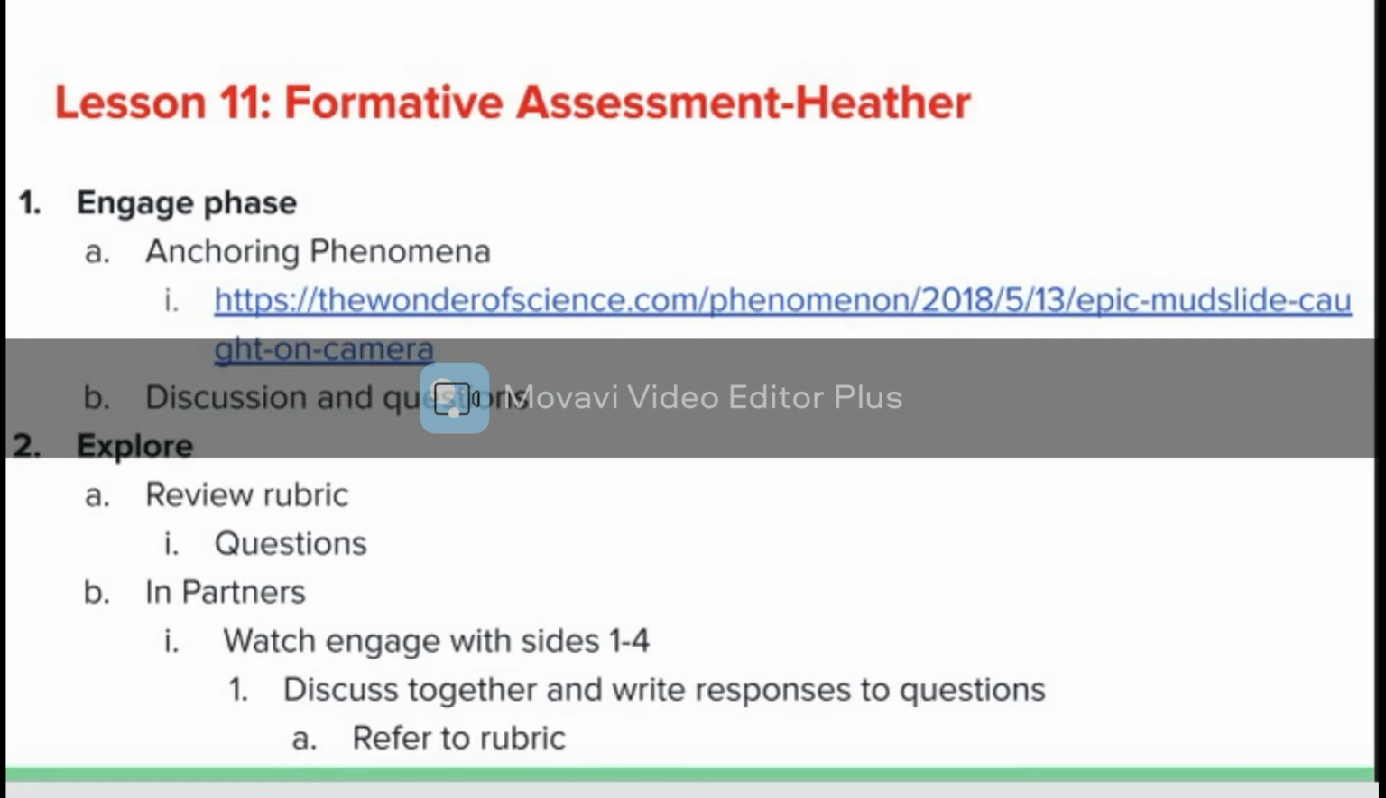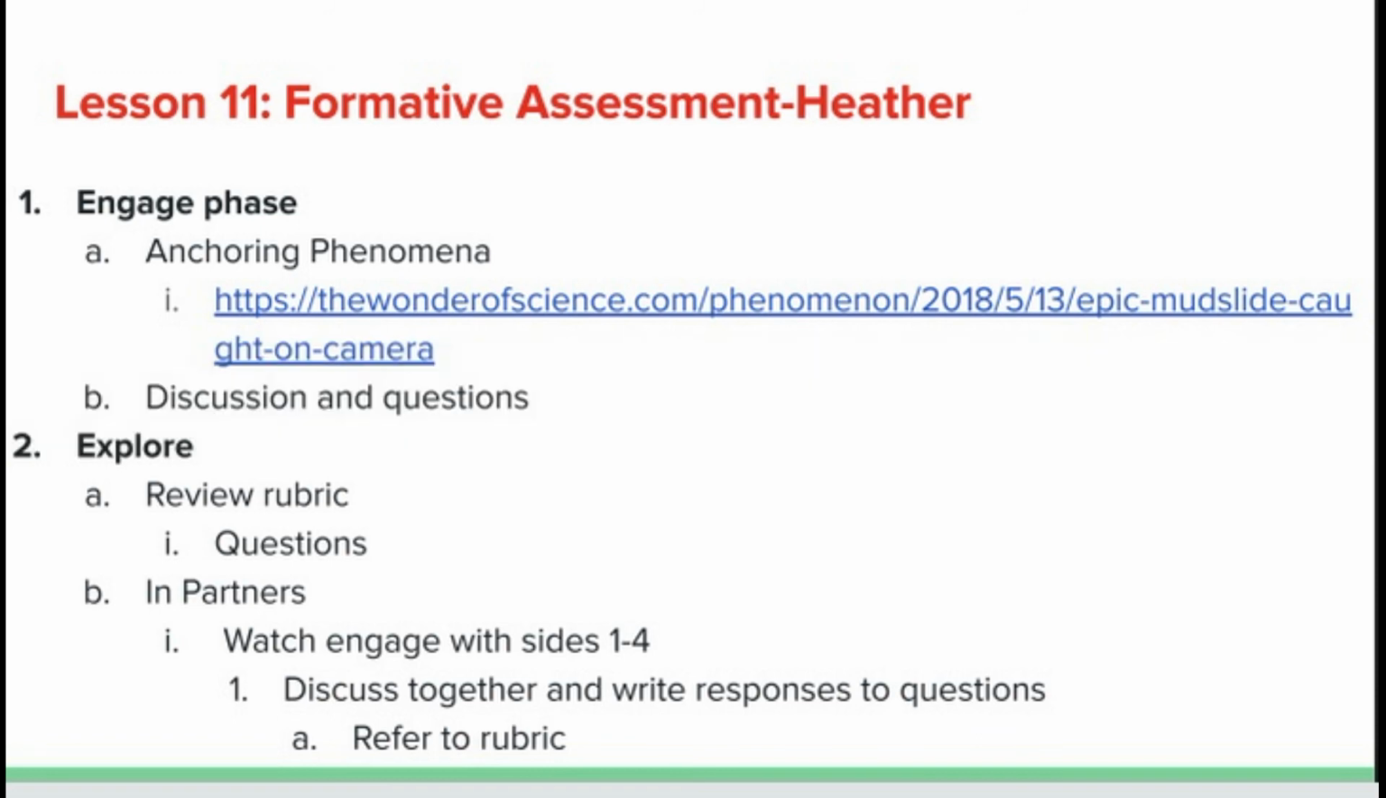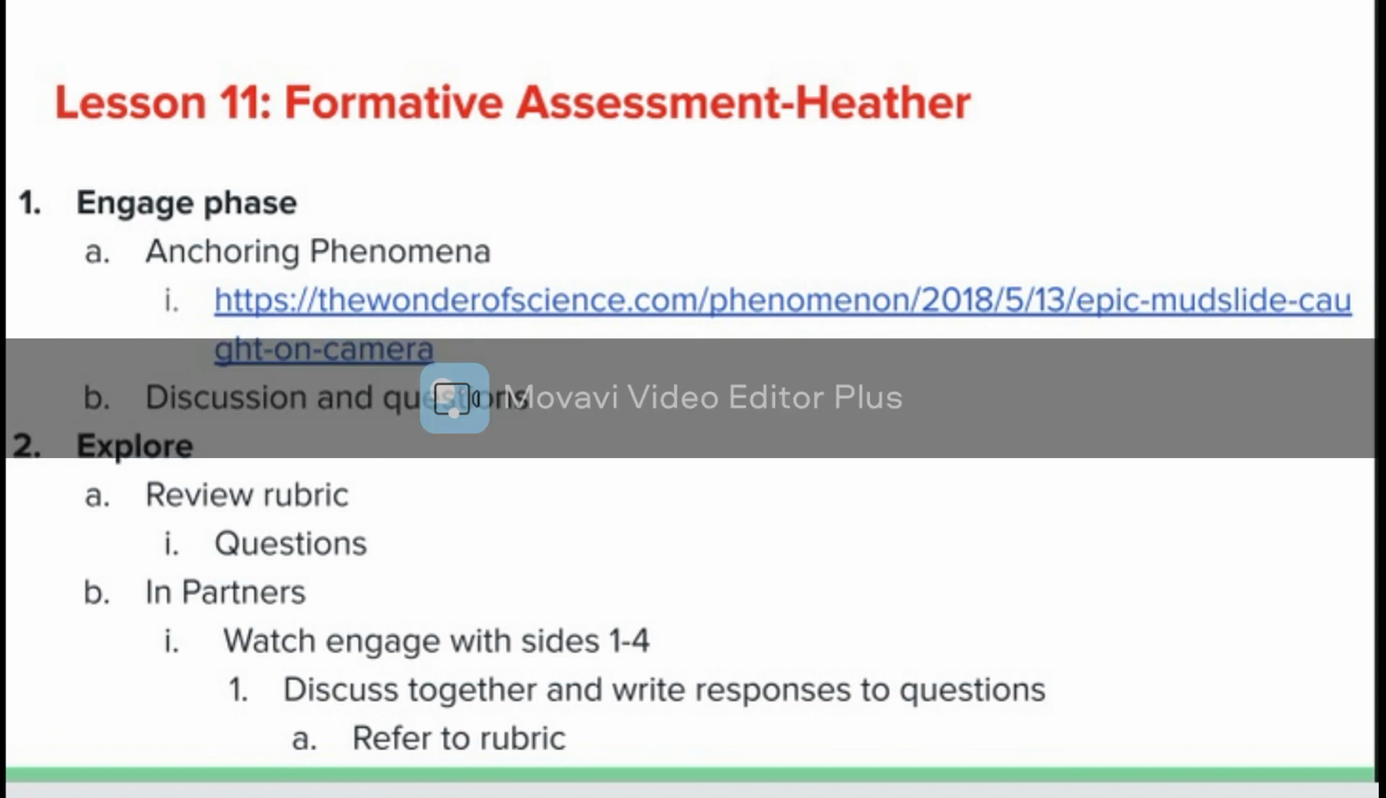Lesson 11 is a formative assessment. We use an anchoring phenomenon from the Wonder of Science website about mudslides. The students will watch the video on mute, discuss the video, and ask any questions. During the Explore phase, the class will review the rubric and ask any clarifying questions. In partners, the students will watch the video on slides 1 through 4 from the PBS website provided. They will discuss the questions in partners and write down the responses, referring back to the rubric.